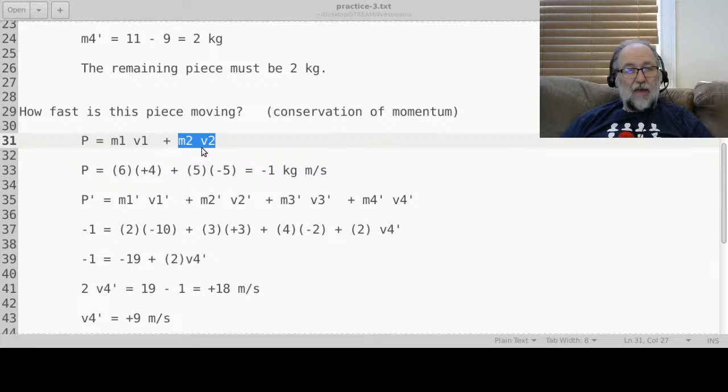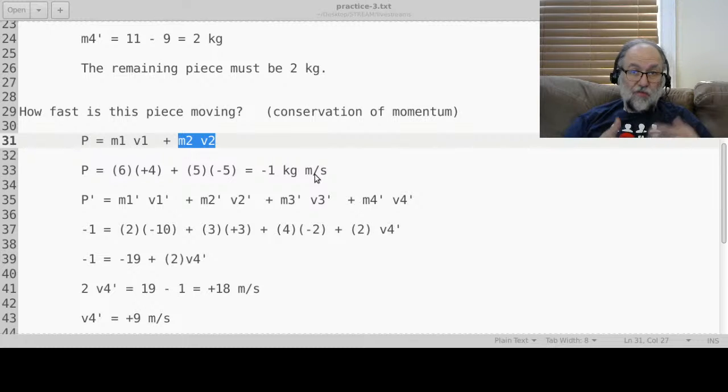And then M2 was 5, and it was traveling 5 meters to the left, so negative 5. And working that out, it's negative 1. And the units for momentum in MKS are kilogram meters per second, okay? So there isn't a consolidated unit like joule for energy, so it's just kilogram meters per second. You have to write it out. All right. Great. There's the momentum before.